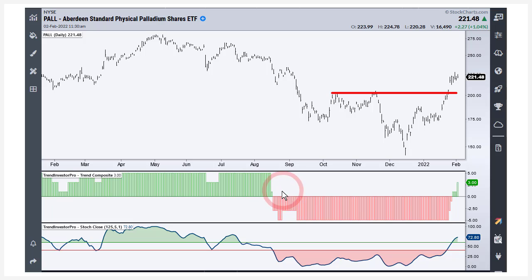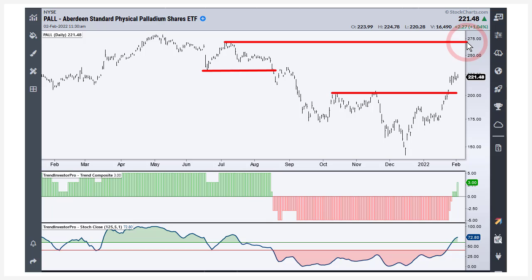And if we go back, you can see in August when palladium broke support here, the trend composite turned bearish, and that ushered in this downtrend. So if we look at where palladium is now, StochClose is in the low 70s. And that is because if we go back, here is the July high, basically.